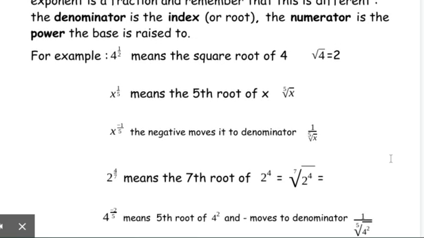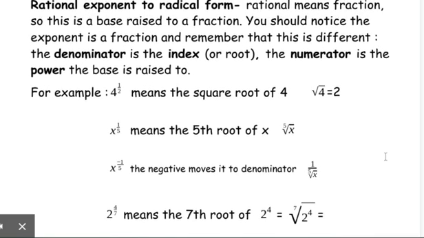If you concentrate and remember, the denominator is the index, and that's the number that's out front of the radical symbol, and the numerator is the power that the base is raised to.